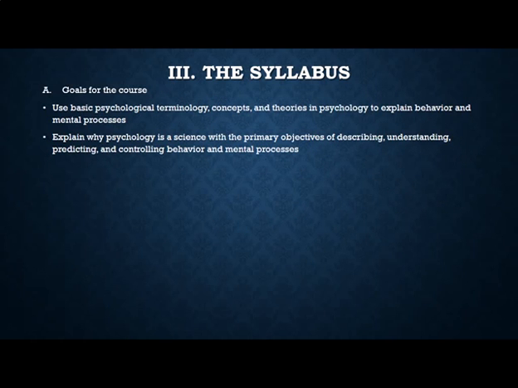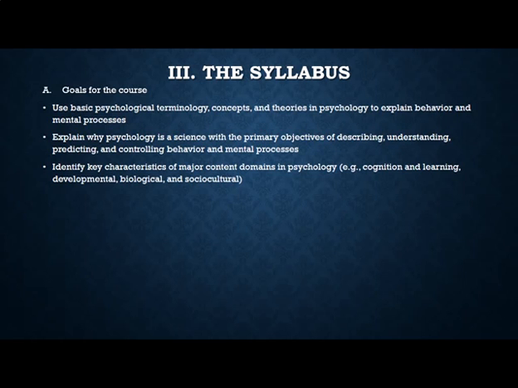So explaining why psychology is a science, with the primary objectives of describing, understanding, predicting, and controlling behavior and mental processes. So just understanding this is a science not unlike any other. We'll talk about really how science is nothing magical. Science is simply a way of getting knowledge. It's a way of getting at truth. It's what we call an epistemology. So it's a systematic way of gaining knowledge.